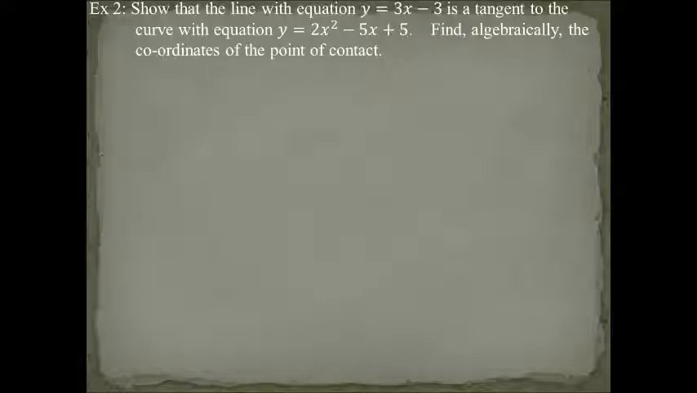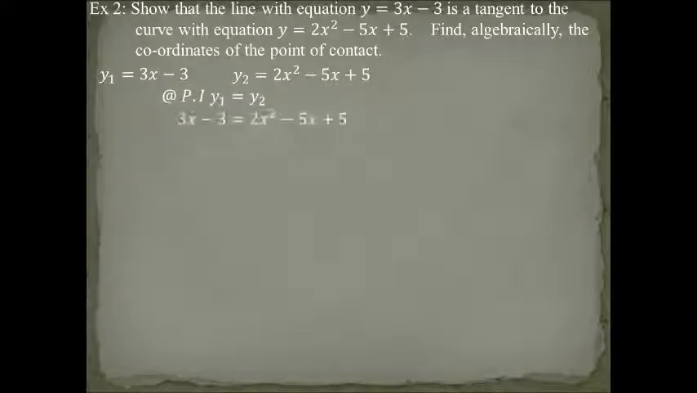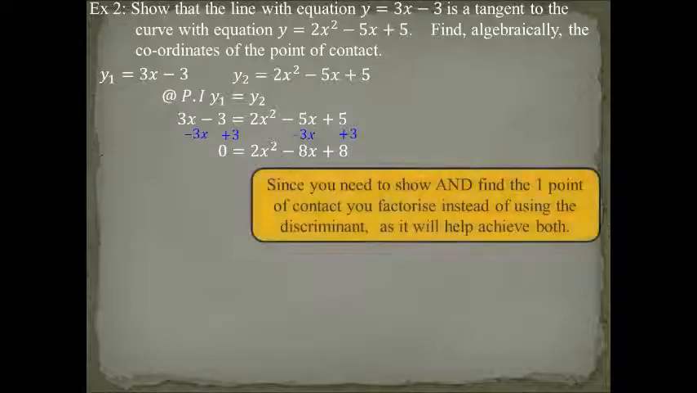So most of the time the discriminant is used to show. There are other ways that we can use to show that don't involve the discriminant, but allow us to do more with it. So anyway, before I can do anything, I've got to create my intersection equation. So again, y1, y2, equate them, equate the x to the right-hand sides together, and simplify to make it equal to 0. At this point, since you need to find the one point of contact, you factorise instead of using the discriminant, as it will help us achieve both goals.